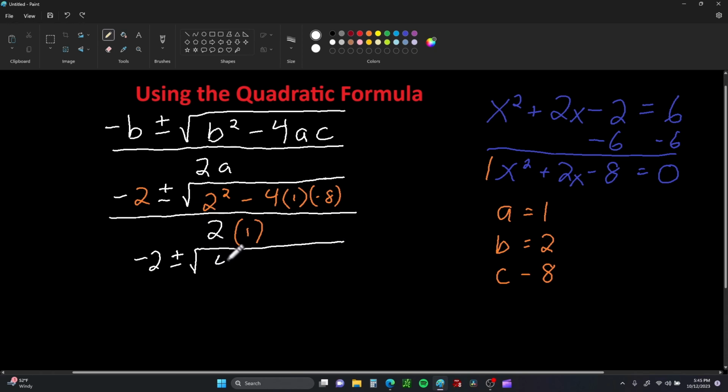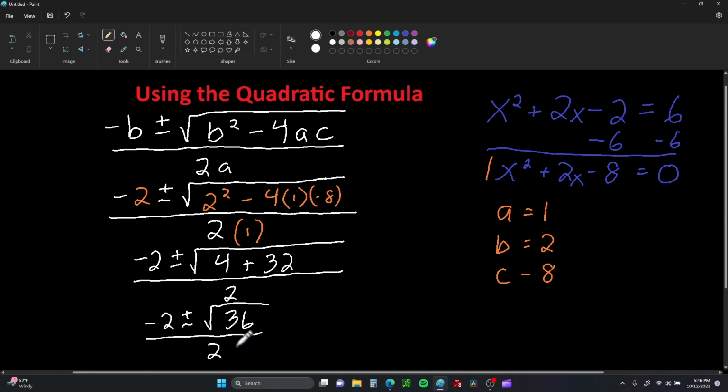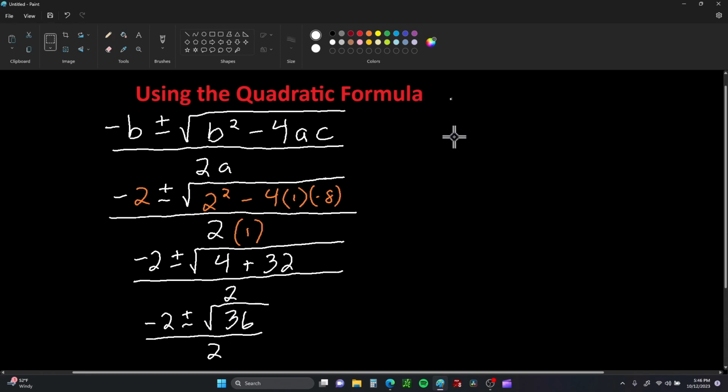So 2 squared is 4 minus, and I have 4 times 1 is 4 times minus 8 is minus 32. And since the entire thing is negative, it's going to become plus 32. And this entire thing is over 2. And then simplifying further, I have minus 2 plus or minus the square root of 36 divided by 2. Now, we don't need this over here, so I'll just get rid of that. So now this over here is going to be minus 2 plus or minus the square root of 36 divided by 2.